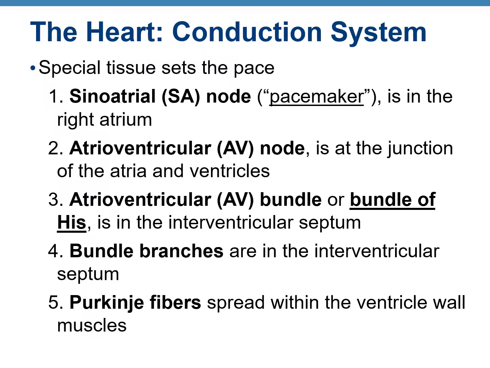The first part of the conduction system is called a sinoatrial node, or the SA node. This is the natural pacemaker of the heart. This is where the electrical signaling or the action potential begins. This is present in the right atrium. So once an action potential is generated in the SA node, it moves to the next destination, or it hops to the next destination. The next destination is called atrioventricular node, or AV node, which is present at the junction of the atria and the ventricles.